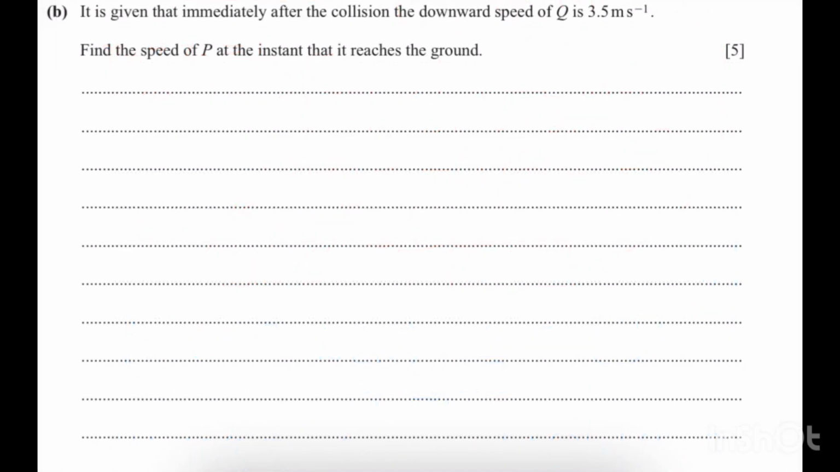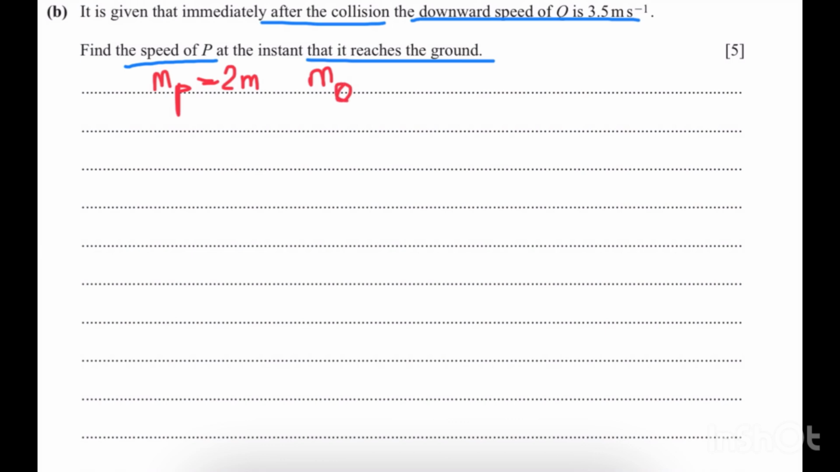It is given that immediately after the collision, the downward speed of Q is 3.5 meters per second. So we need to find the speed of P at the instant that it reaches the ground. So this is a continuation of the previous part, and let's write down the information that they have given us. The first was that the mass of P was equals to 2m, and the mass of Q was equals to m.